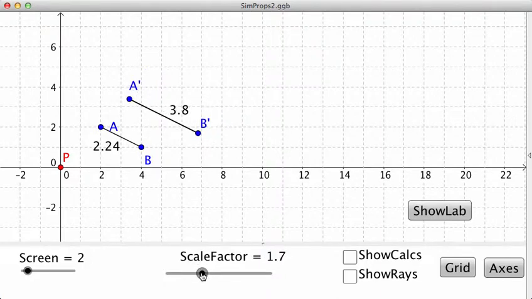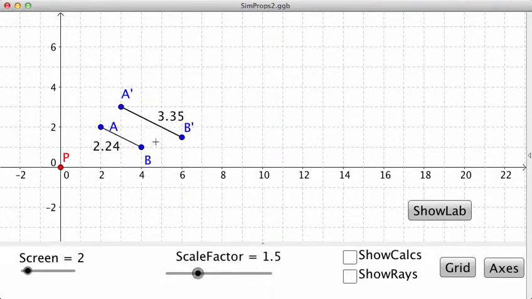So suppose we set the scale factor to 1.5. Well, now the length of segment A prime B prime is 1.5 times the length of segment AB. So this scale factor shows up in a number of ways. The distance from P to A multiplied by 1.5 gives the distance from P to A prime. The distance of P to B multiplied by 1.5 gives us the distance P to B prime. The distance from A to B multiplied by 1.5 gives us the distance from A prime to B prime.